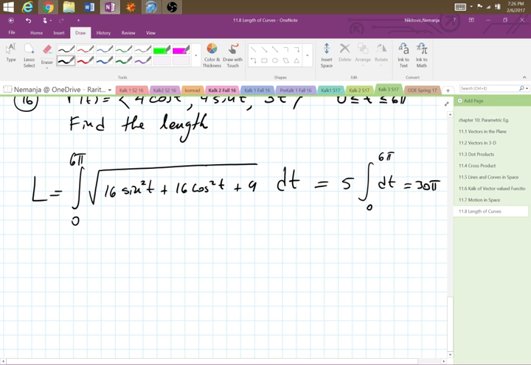So what happened here? You factor out 16, you have sine squared plus cosine squared, which is 1. So you're left with 16. 16 plus 9 is 25. Square root of 25 is 5, which I kick in front. Integral of 5 is just 5t. So 5 times 6 pi is 30 pi minus 0. So 30 pi. Done.